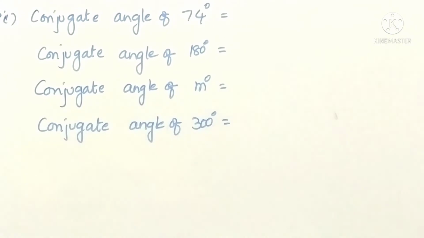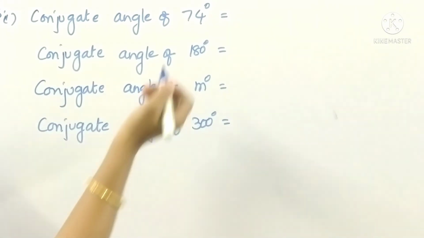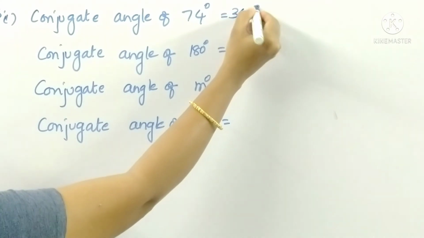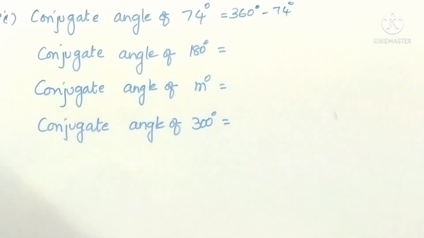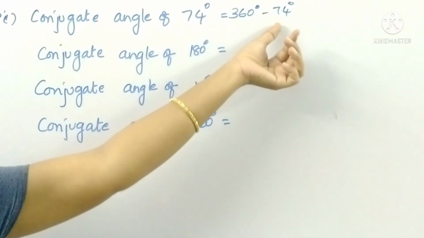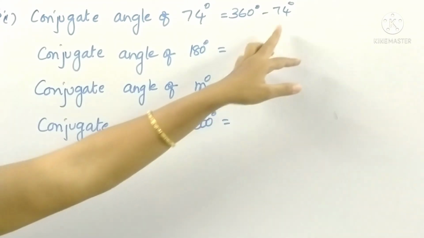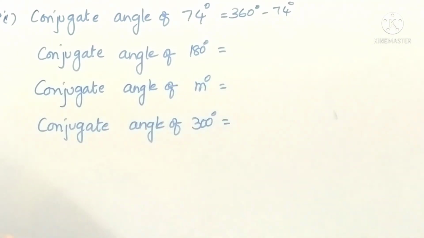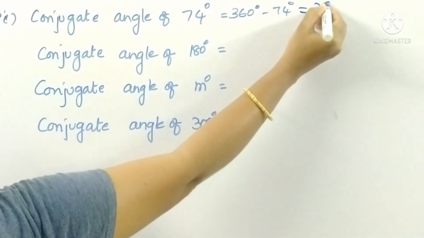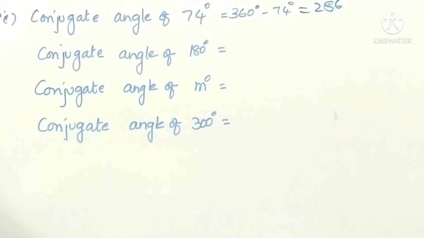Now we will see the third one, conjugate angles. Find the conjugate angles of the following. First one, the conjugate angle of 74. Conjugate angle means the sum of two angles is 360. So 360 degrees minus 74. See, 360 minus 70 means 290. Then 290 minus 4, 286. So very easily you can do it, children.